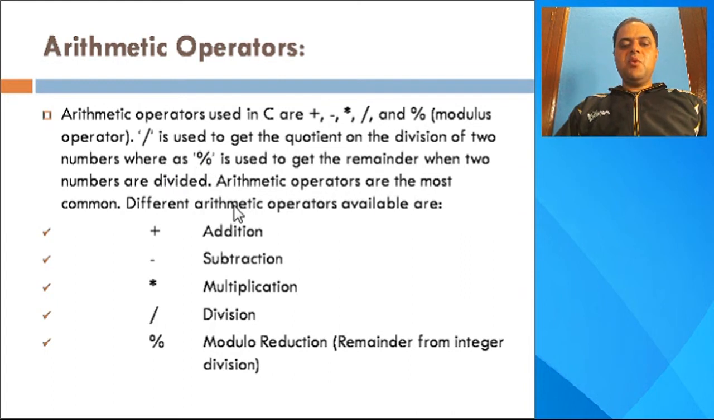Arithmetic operators are the most commonly used operators. The different arithmetic operators available are addition, subtraction, multiplication, division, and the mod operator, which gives a remainder from integer division. So when we divide integers, it will give us the remainder. These are some of the arithmetic operators used in C.